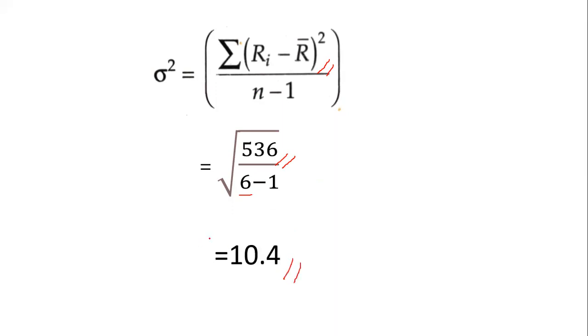So the risk associated with the historical return for 6 years is 10.4. And the average return is 10, which we have already calculated as R bar. And the standard deviation, that is nothing but the risk, is 10.4.